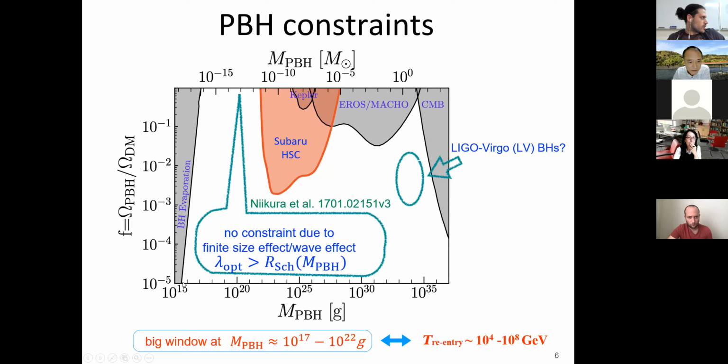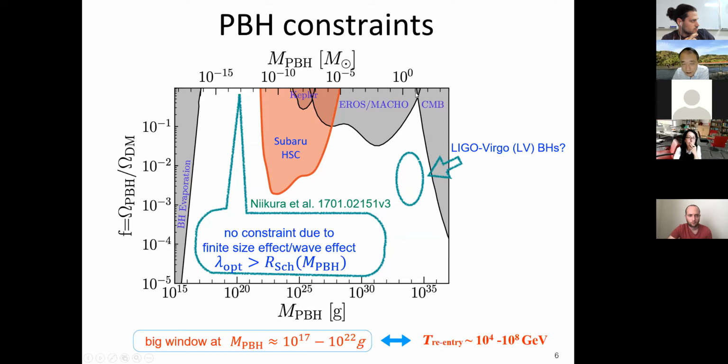And if you go to small scales like 10 to 15, 16 grams, then this black hole is so small that if we trust the Hawking radiation, they must have evaporated by today. Or if they are just evaporating today, they would emit a large amount of gamma rays and so forth. Because of that, we can constrain the amount of those black holes very severely. And this is the line which comes from black hole evaporation.